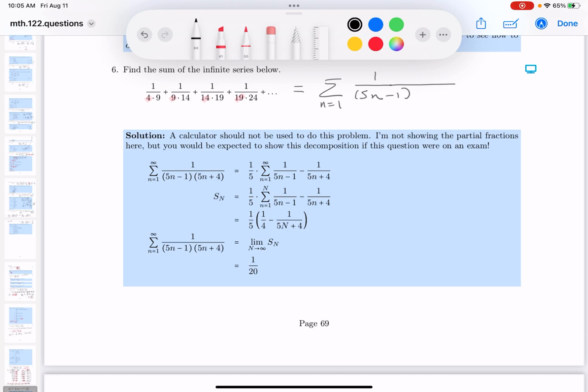The question is, does that produce what you expect? Let's take a look. If I take 1, I get 4. Then I go up 5, 9. Keep going up by 5 each time. So it looks pretty good.